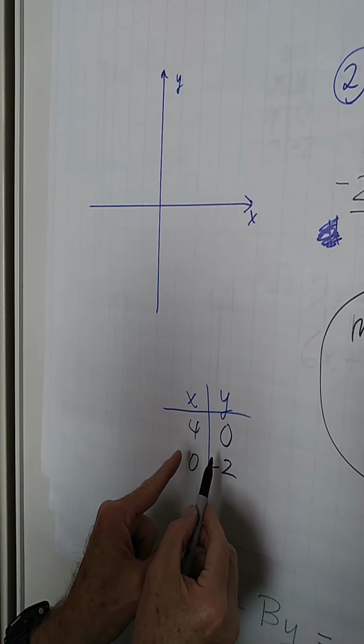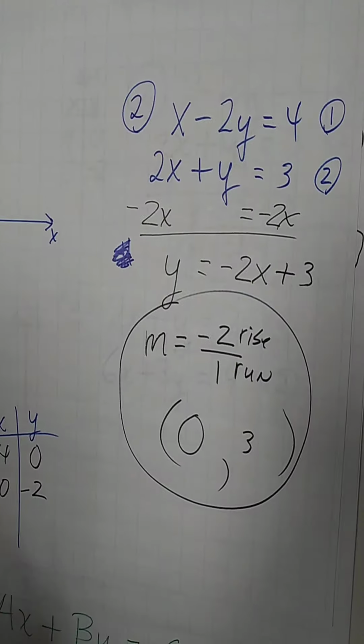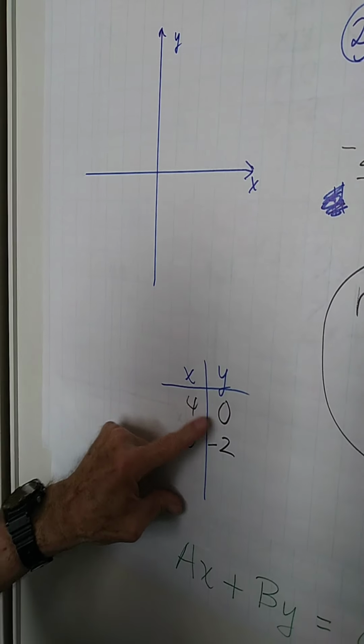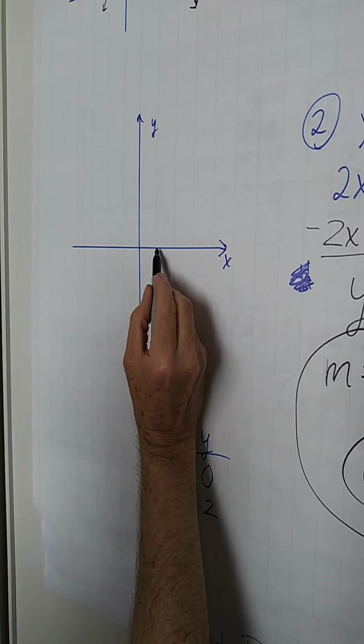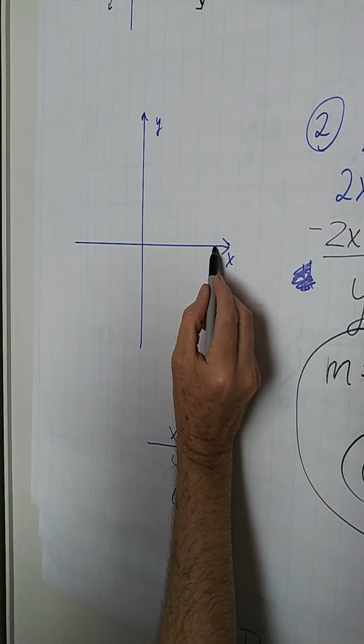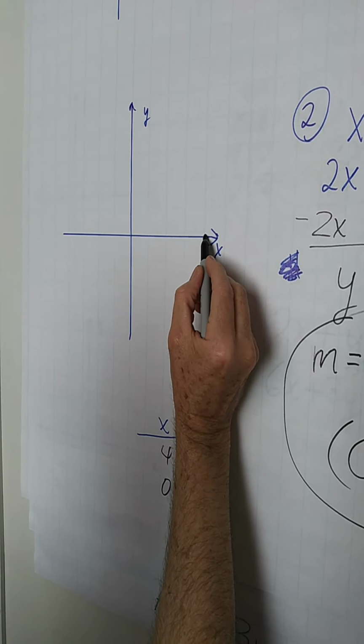Let's start with number 1. You can start with him, doesn't matter. Let's start with him. 4, 0. 1, 2, 3, 4. Y is 0. It's going to stay right there.